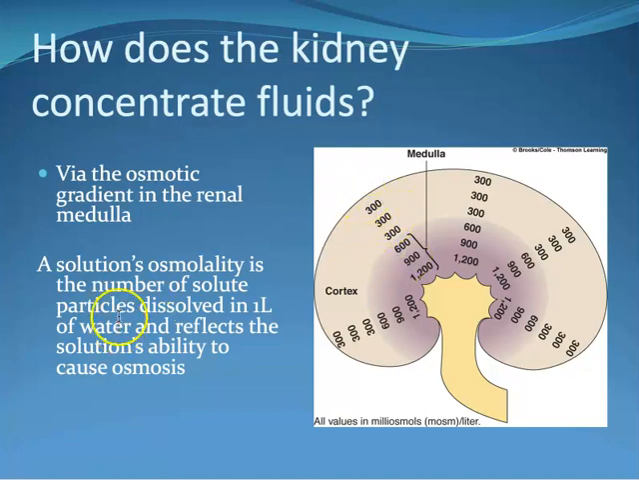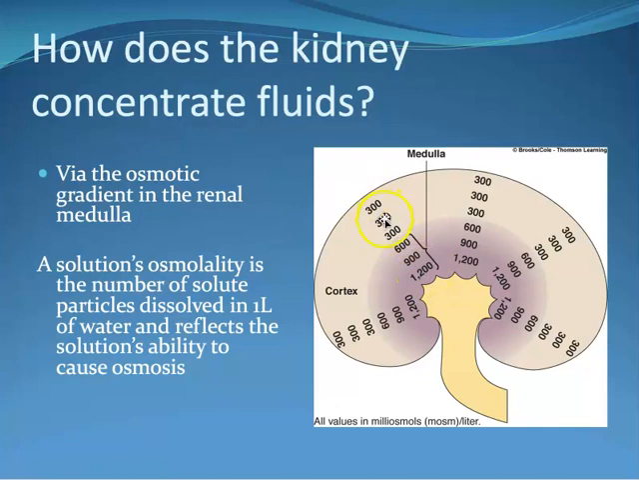Just backing up, osmolarity is basically the amount of solute in a fluid or in an area. As we're looking at the cortex, it's fairly consistent; there is no osmotic gradient. But as we get into the medulla, toward the renal pelvis area, it becomes more and more concentrated.